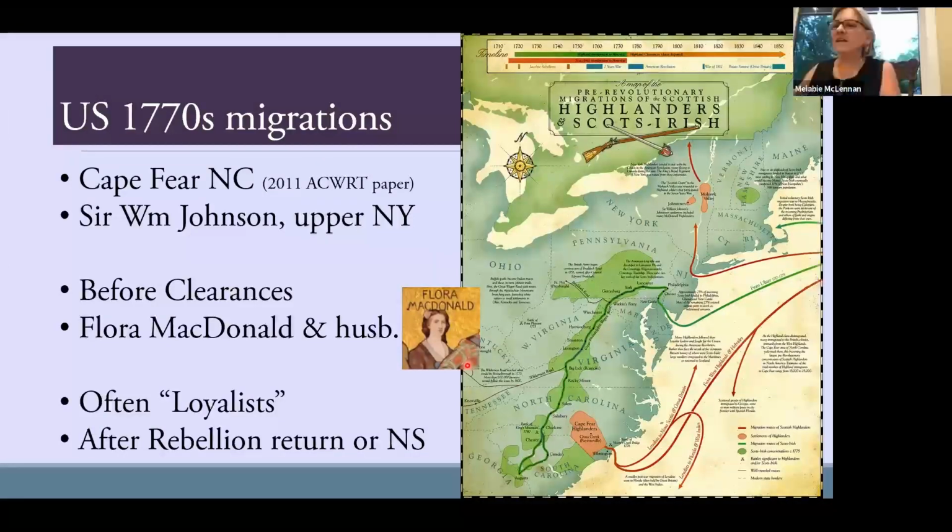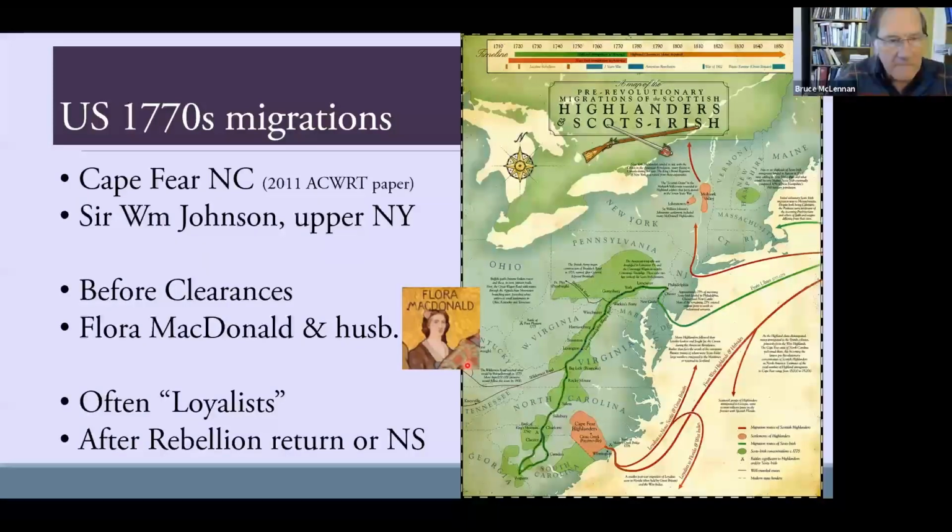She aided Bonnie Prince Charles' escape. Correct. She married a MacDonald, as you might expect, so he didn't change his surname. That was handy. And she and her husband went to settle in the Cape Fear Valley. And he was in this little battle that's mentioned here, Moore's Creek Bridge, the Battle of 1776. It was one of the wars of the American Revolution.